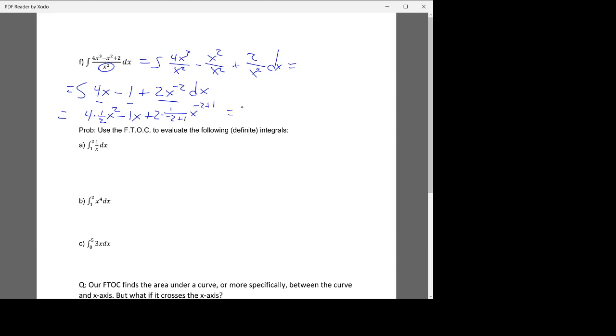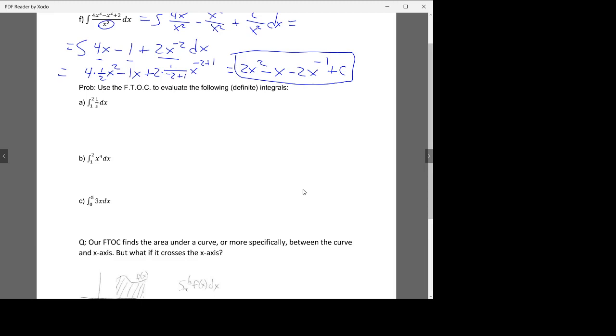So 4 times 1/2 is 2x squared, minus x, and then that's 2 times minus 1, so minus 2x to the minus 1. It's pretty good like that. And then the last step, plus c. So if you accidentally draw the box and you're like, oh, plus c, just write a plus c on the end there. All right, so now let's use the fundamental theorem of calculus.